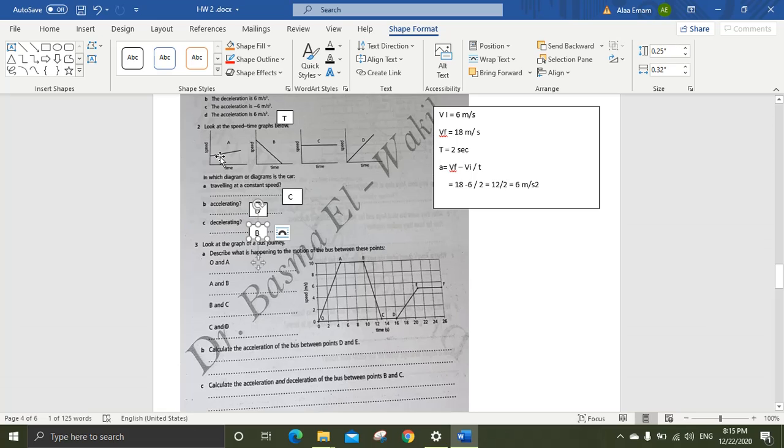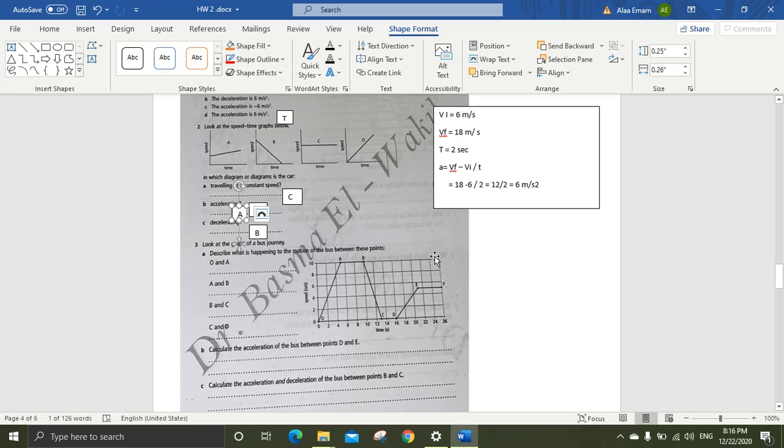Now for A, the line is going upwards, and this is a straight line. So as the time passes, the speed is increasing as well. Even if it doesn't pass through the origin, it gives the same meaning, that the speed is increasing with time. So this is an acceleration. So question B has two possible answers, A and D. Right?